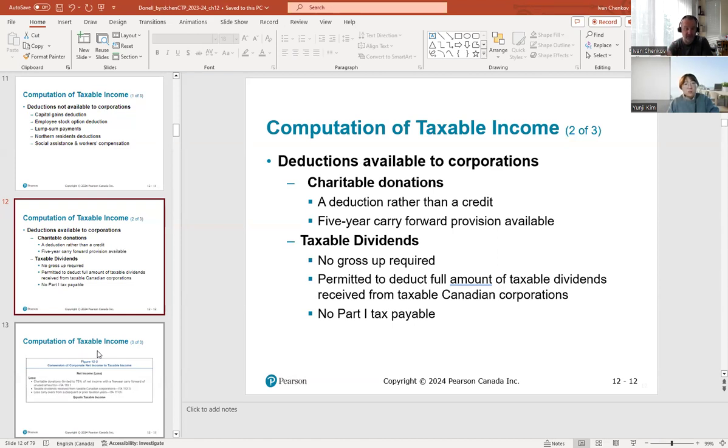Do you understand the difference between a deduction and a tax credit? It's a very significant difference. Deduction means you directly deduct the amount. Credit means some amount is accumulated, and after that you apply only a percentage to that amount.